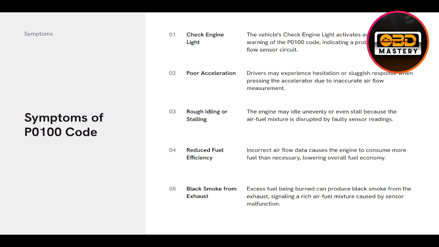So next symptom you're going to have is poor acceleration. So you're going to have poor acceleration due to the inaccurate airflow measurement in your car. Number 3 is going to be rough idling or stalling, reduced fuel efficiency, or black smoke from your exhaust. So these are symptoms to be aware of, and this will signal a P0100 code.